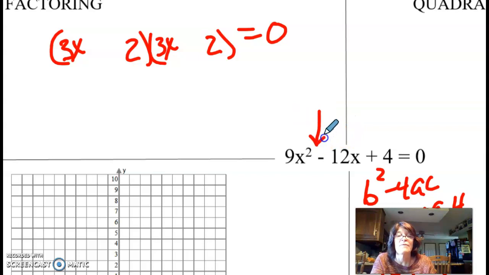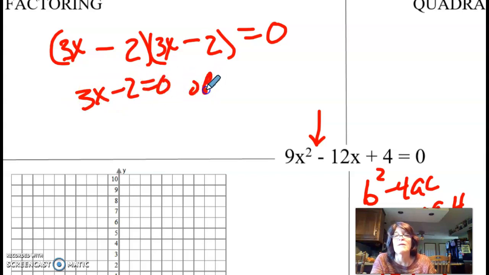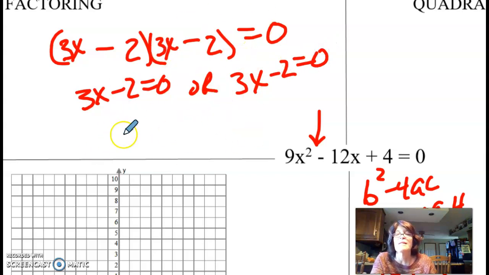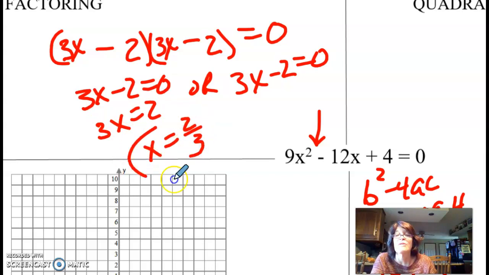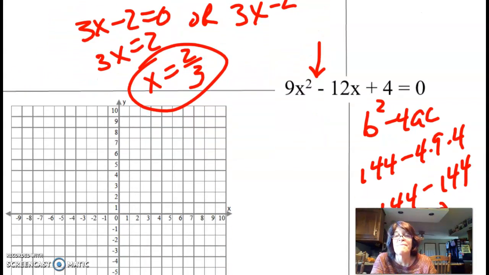Since the middle term is negative, I know that they're both negative. Let's see, that's 9x squared minus 6x minus 6x. That gives me my minus 12x plus 4. Great. So I have 3x minus 2 equals 0, or 3x minus 2 equals 0. Is there an echo? We don't have to write that same thing twice. 3x equals 2, x equals 2/3. This time there is only one answer. Okay, there's not always 2 answers to a quadratic equation. Sometimes there's just one.